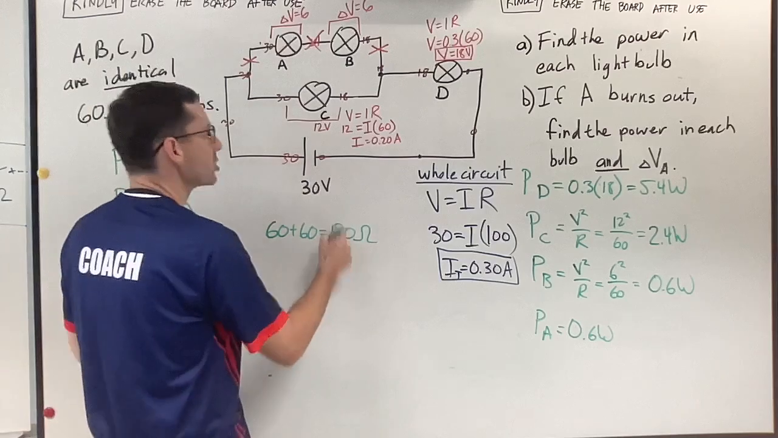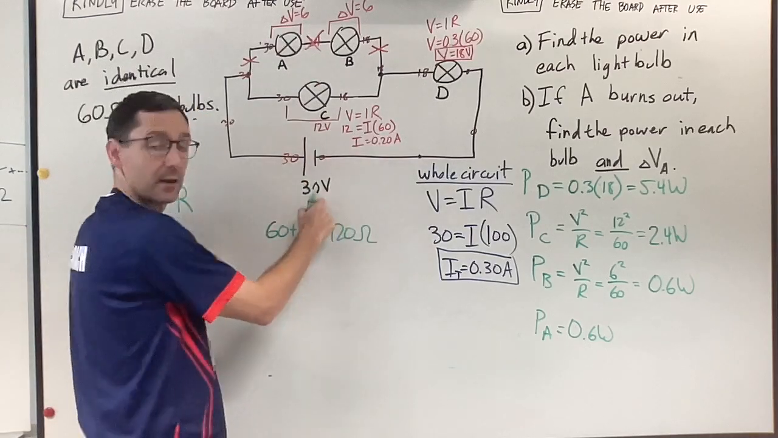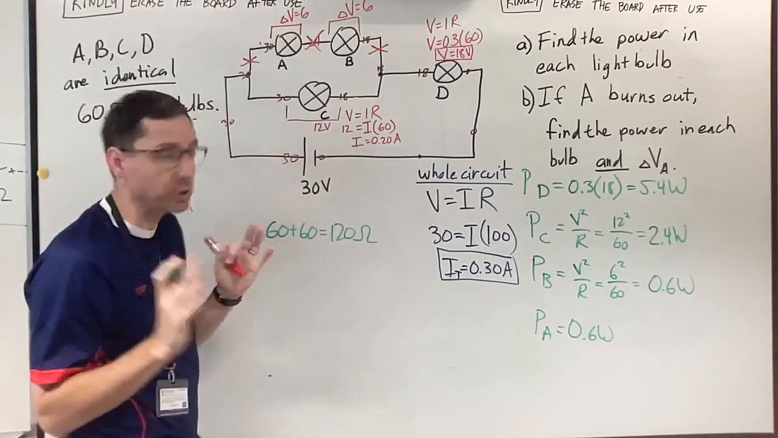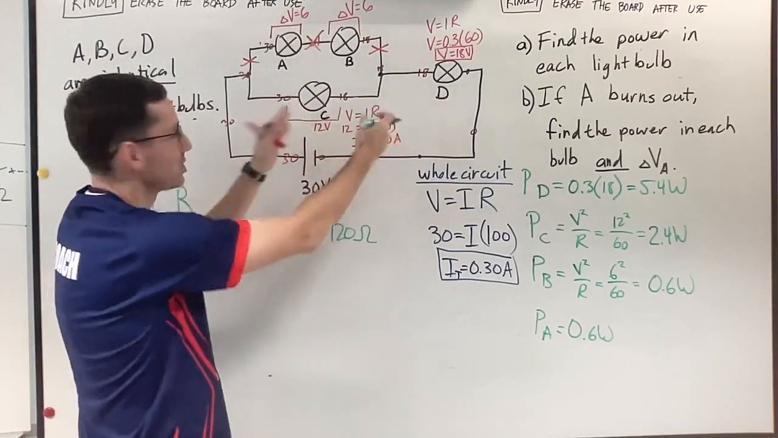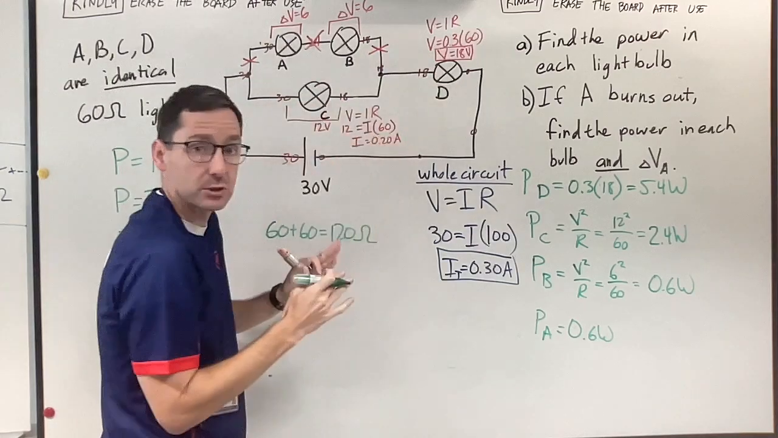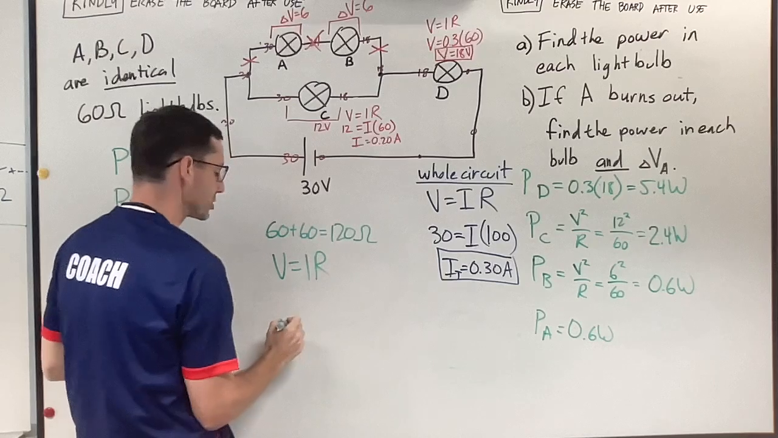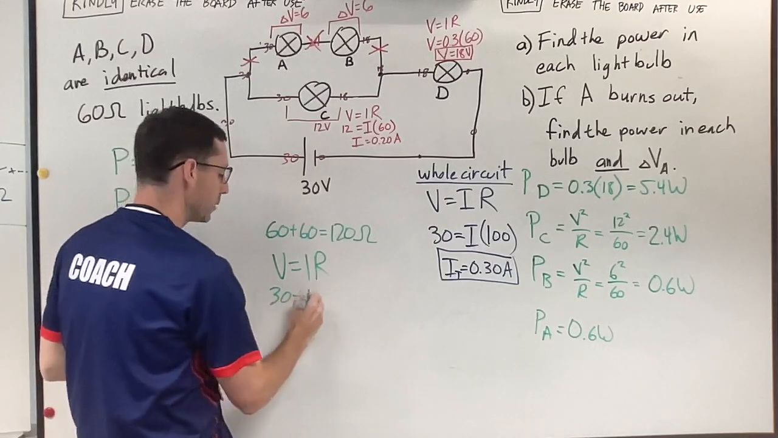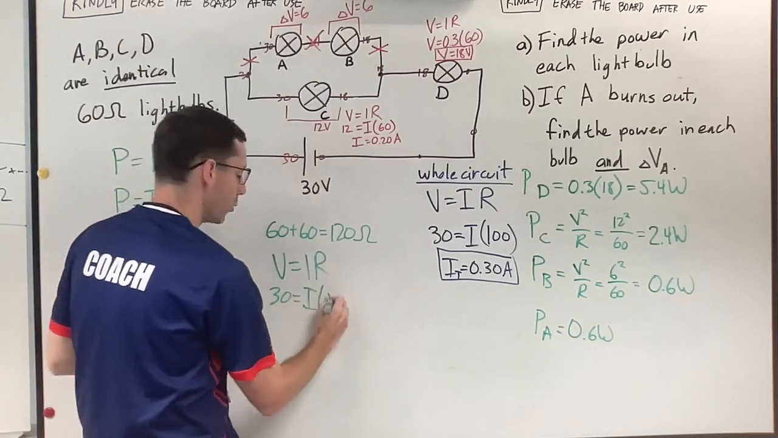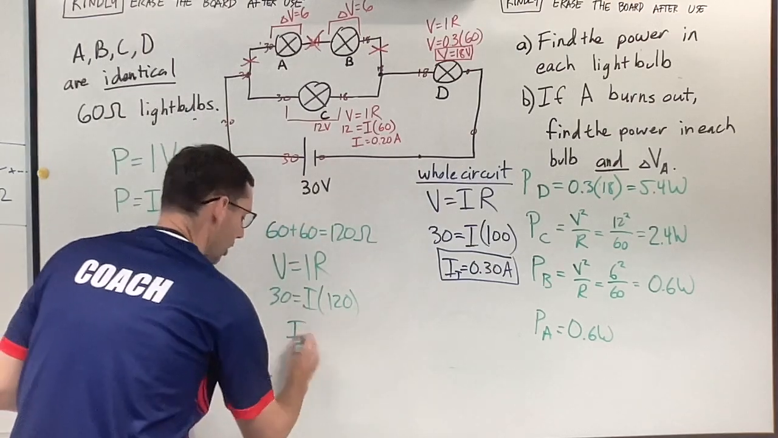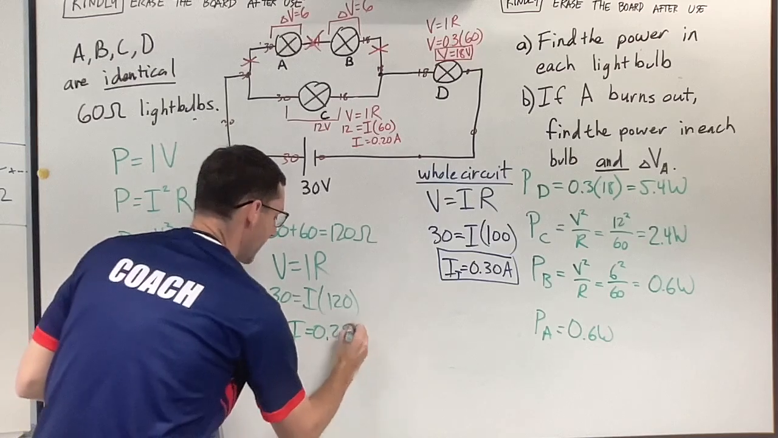So if there's 120 ohms total with 30 volts of potential, then there's two ways to do this. You can either recognize that those are the same, so I'm going to have 15 volts here and 15 volts there, or we can go V equals IR for the whole circuit, which is 30 equals I times 120. I do 30 divided by 120, and I get that the current equals 0.25 amps.